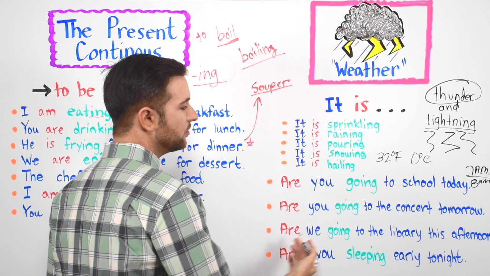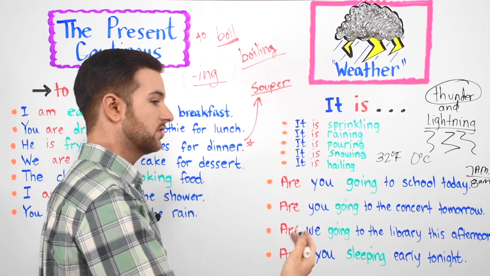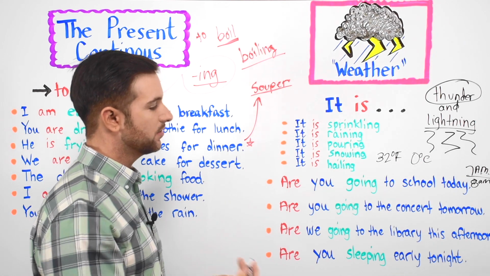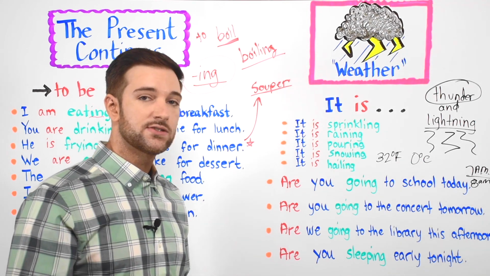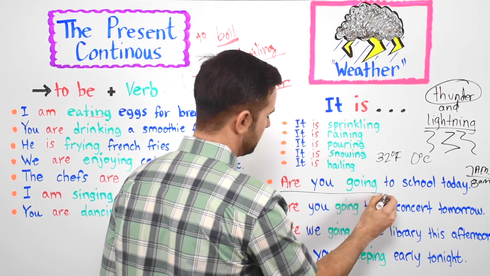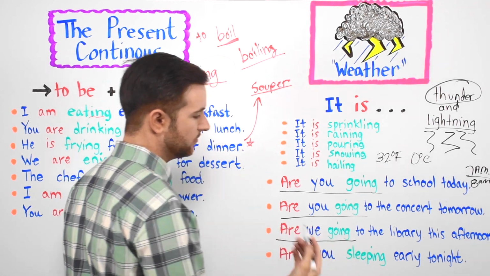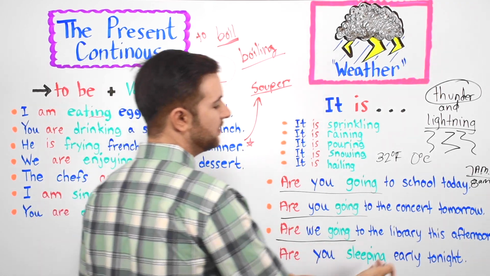Okay? Are you going to the concert tomorrow? Okay? Are you going to go to the concert tomorrow? Today is Monday. Tomorrow is Tuesday. They have a concert downtown tomorrow. Are you going to go? So we have, are you going? Are you going? Are we going? Me and you. Are we going to the library this afternoon?